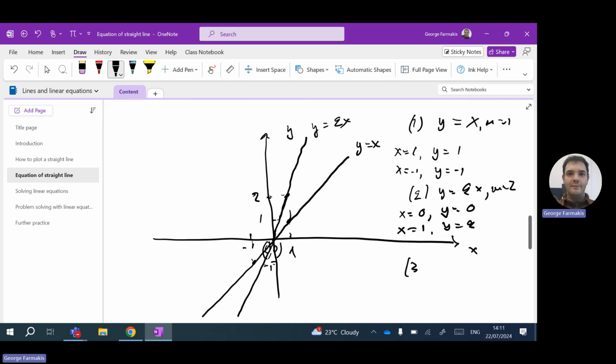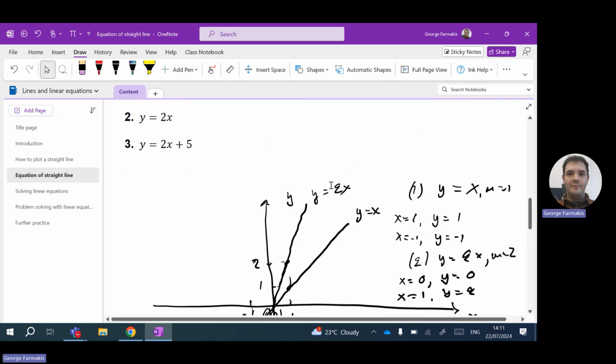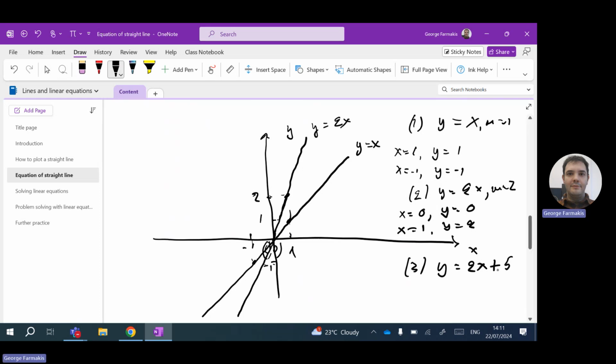And let's draw the third line, y equals 2x plus, what was it? Plus 5. Again, we need 2 points. The easy one is always to take x equals 0. Then we see that y should be 2 times 0 plus 5. So y should be 5. So 1 point that belongs to the line 2x plus 5 is the point 0, 5. So 3, 4, 5. So it's this point. So our line will pass through this point.